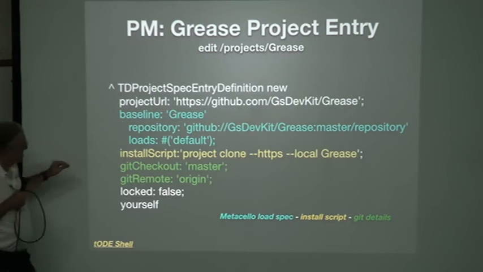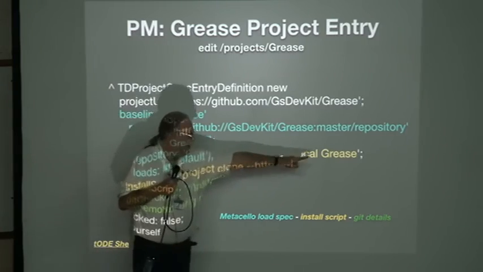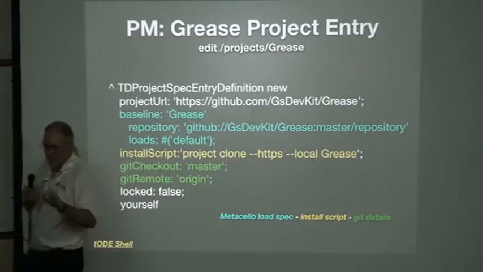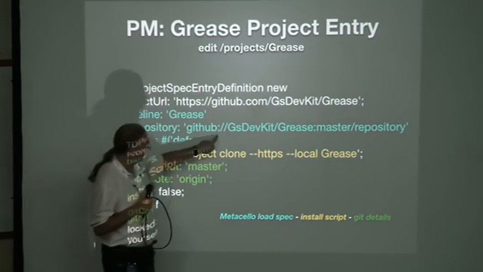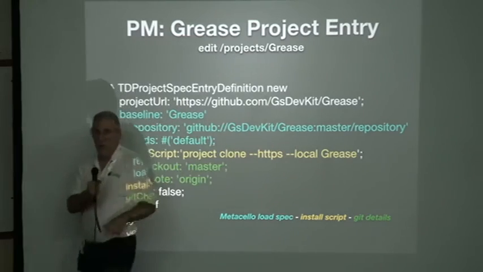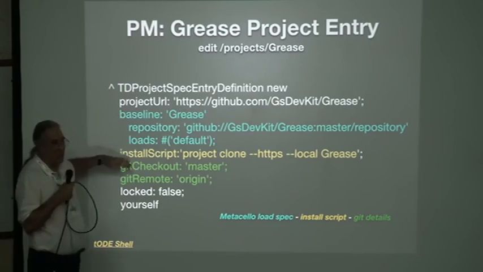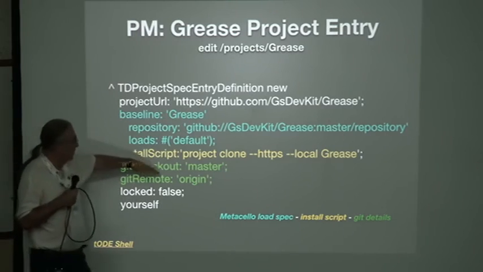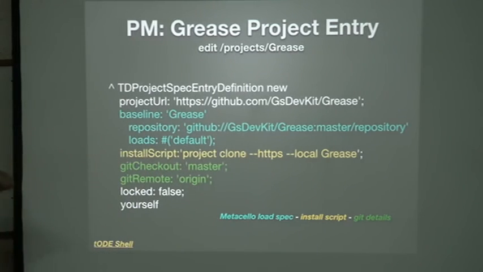And what that means is if I run the install script for this project, it's going to clone Grease from the GitHub GS DevKit Grease to your local disk. And now you have a Git repository on local disk as opposed to a download of the directory structure. And that means you can save things to the Grease repository, load them, move them along, choose which version of Git you really want to use, and then lock it in.